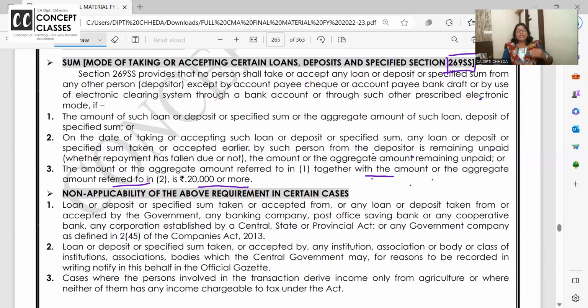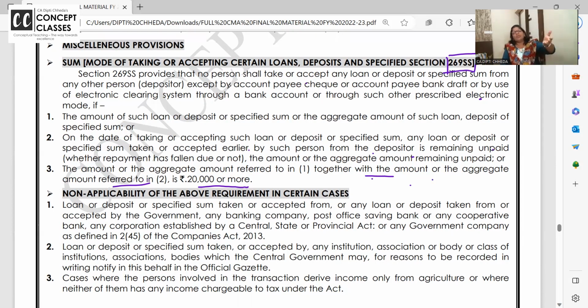Is it understood? You cannot take a loan above 20,000 from anyone in cash. See, we are moving towards a cashless government. That's why all these provisions. What is the need? If you want to take a loan of 50,000, take it by cheque, RTGS, NEFT, UPI, GPay, what not type of payment modes are available, Paytm. So if you accept a loan above 20,000, and these limits apply throughout the year, not a single day.